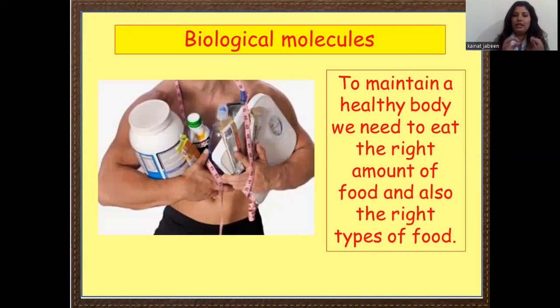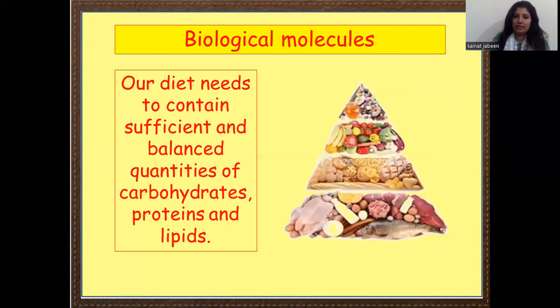We need to eat the right amount of food and also the right type of food. If we take a higher amount of the same food again and again, then it is going to be toxic. So we have to eat the right amount and right type of food to make our body healthy.